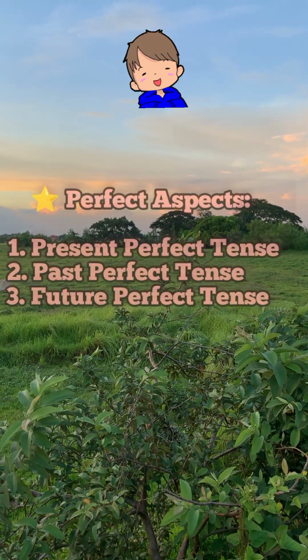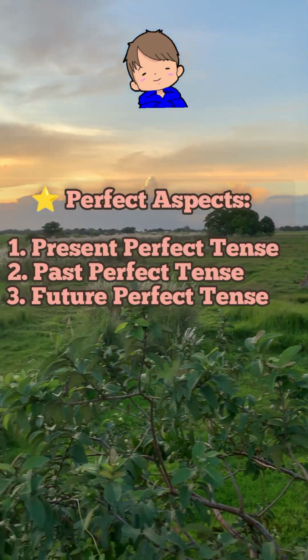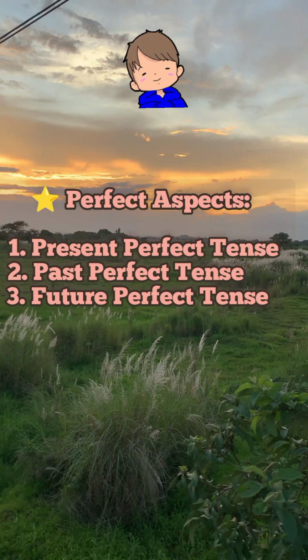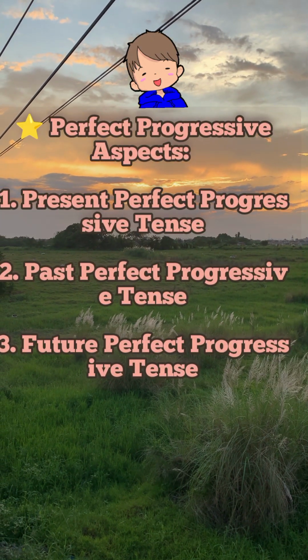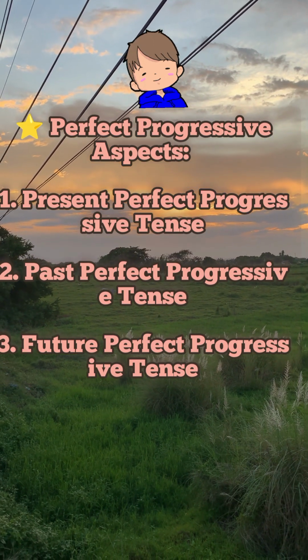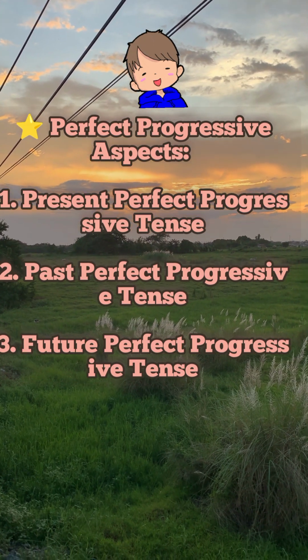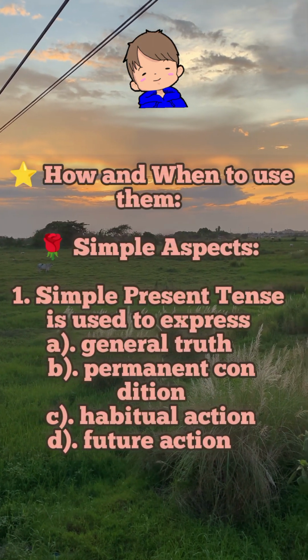Perfect aspects: present perfect tense, past perfect tense, and future perfect tense. Perfect progressive aspects: we have present perfect progressive tense, past perfect progressive tense, and future perfect progressive tense. How and when to use them?